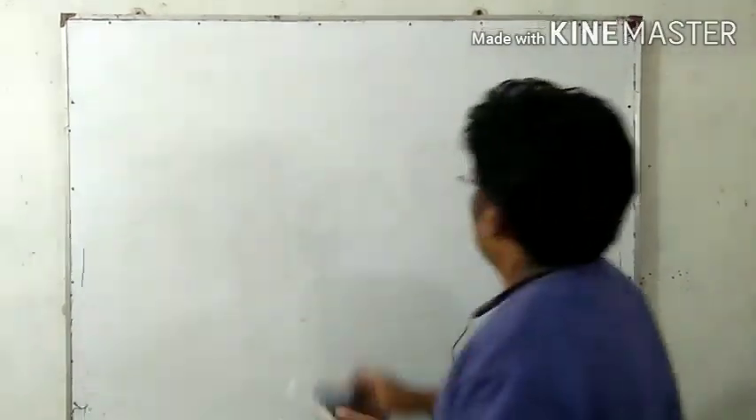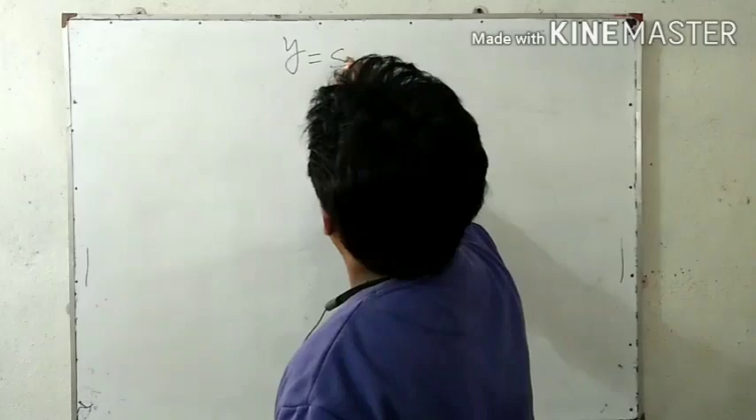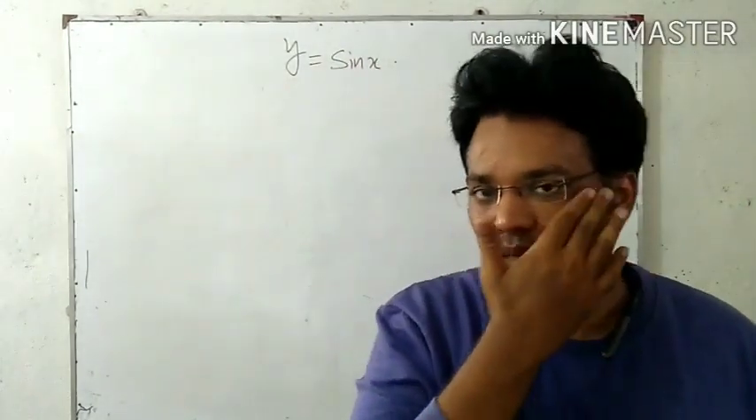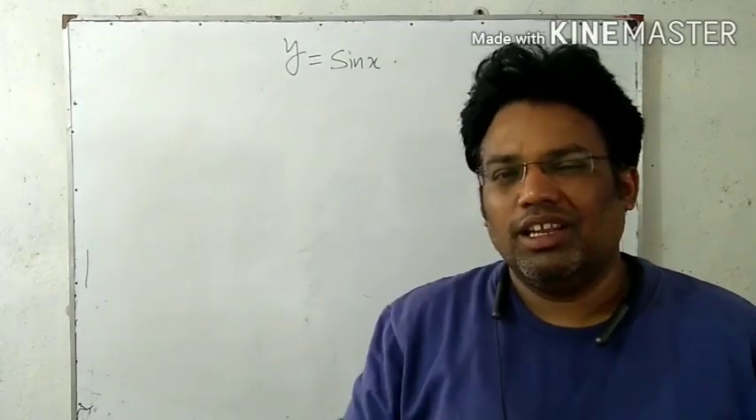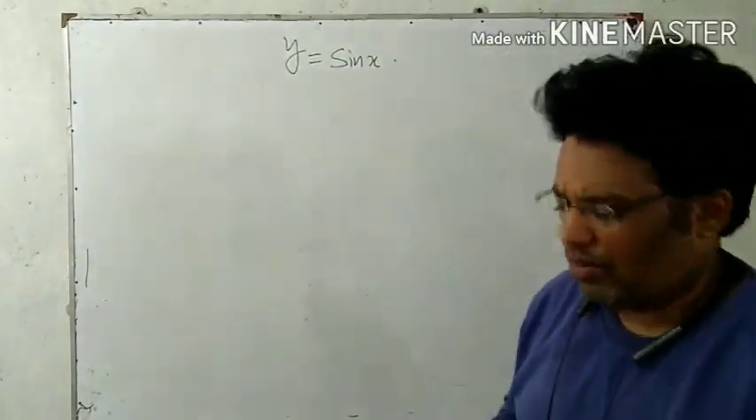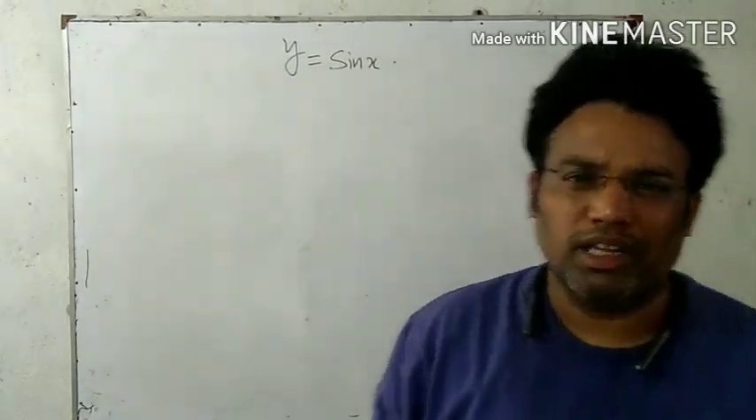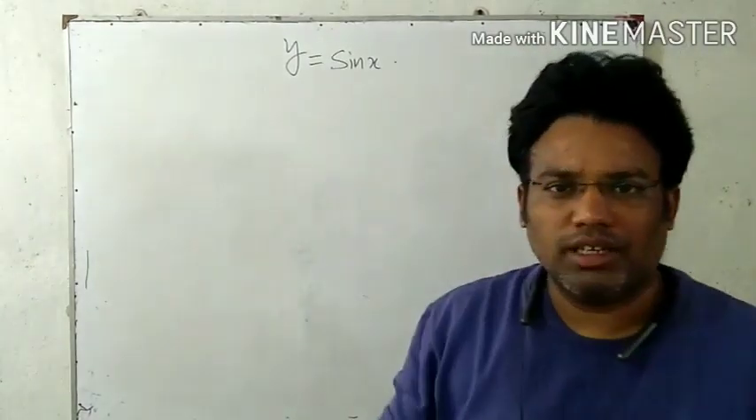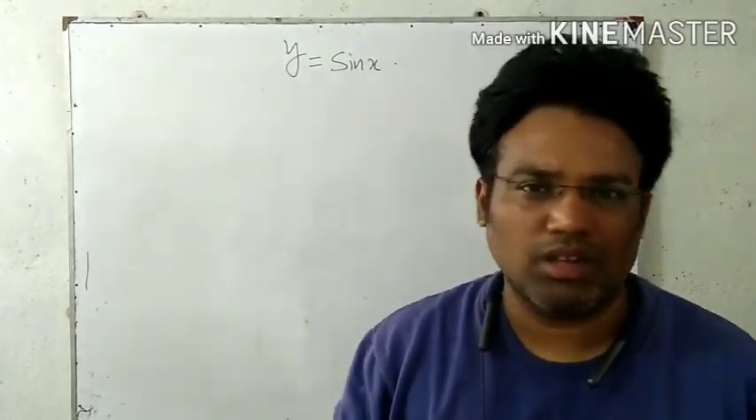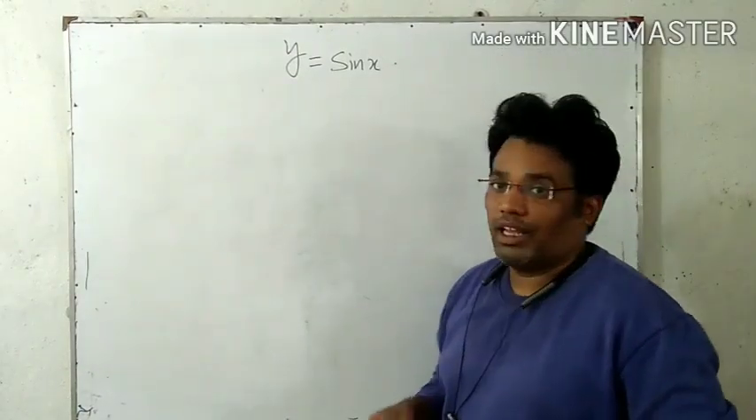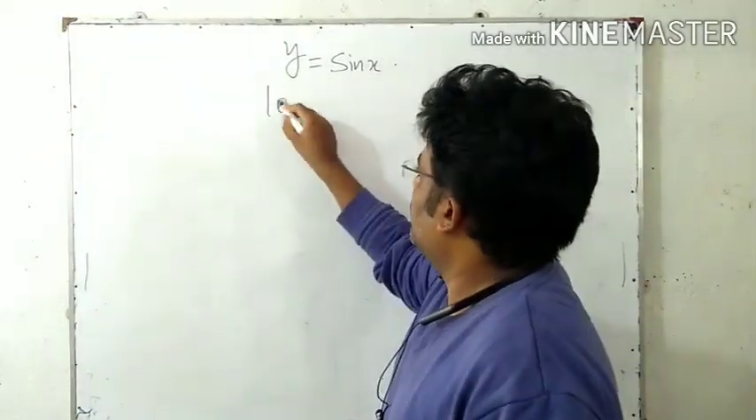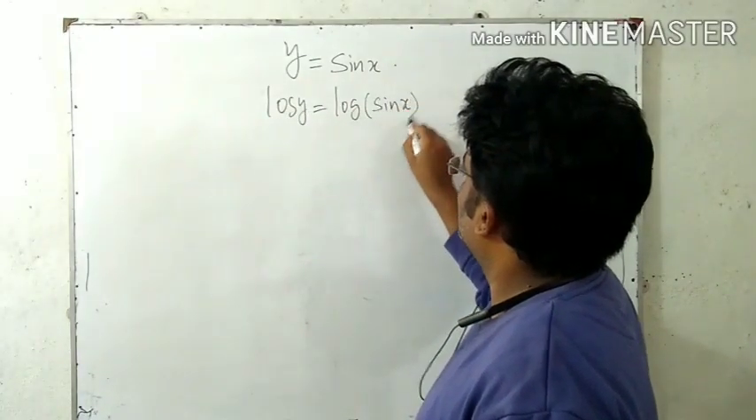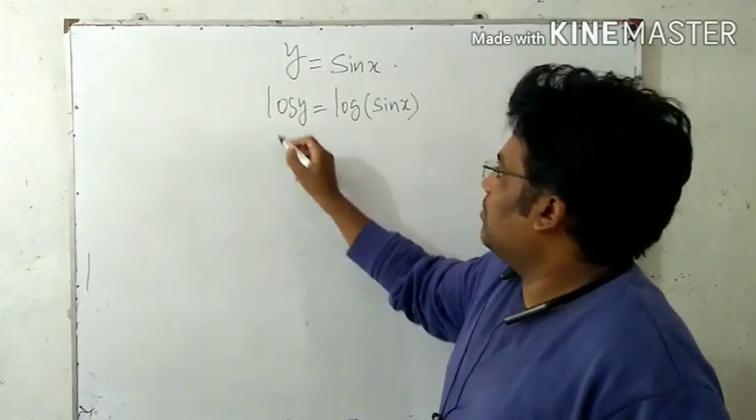For example, when I have y is equal to sin x, what is the derivative of sin x? The derivative of sin x is nothing but cos x. So here there is no need of using log. You don't need to take log, simplify and differentiate. Simply you can write y is equal to sin x, dy by dx becomes cos x. Right? So now what I do is apply log on both sides. See what happens. Log y is equal to log of sin x. The derivative of log of something is 1 by something.